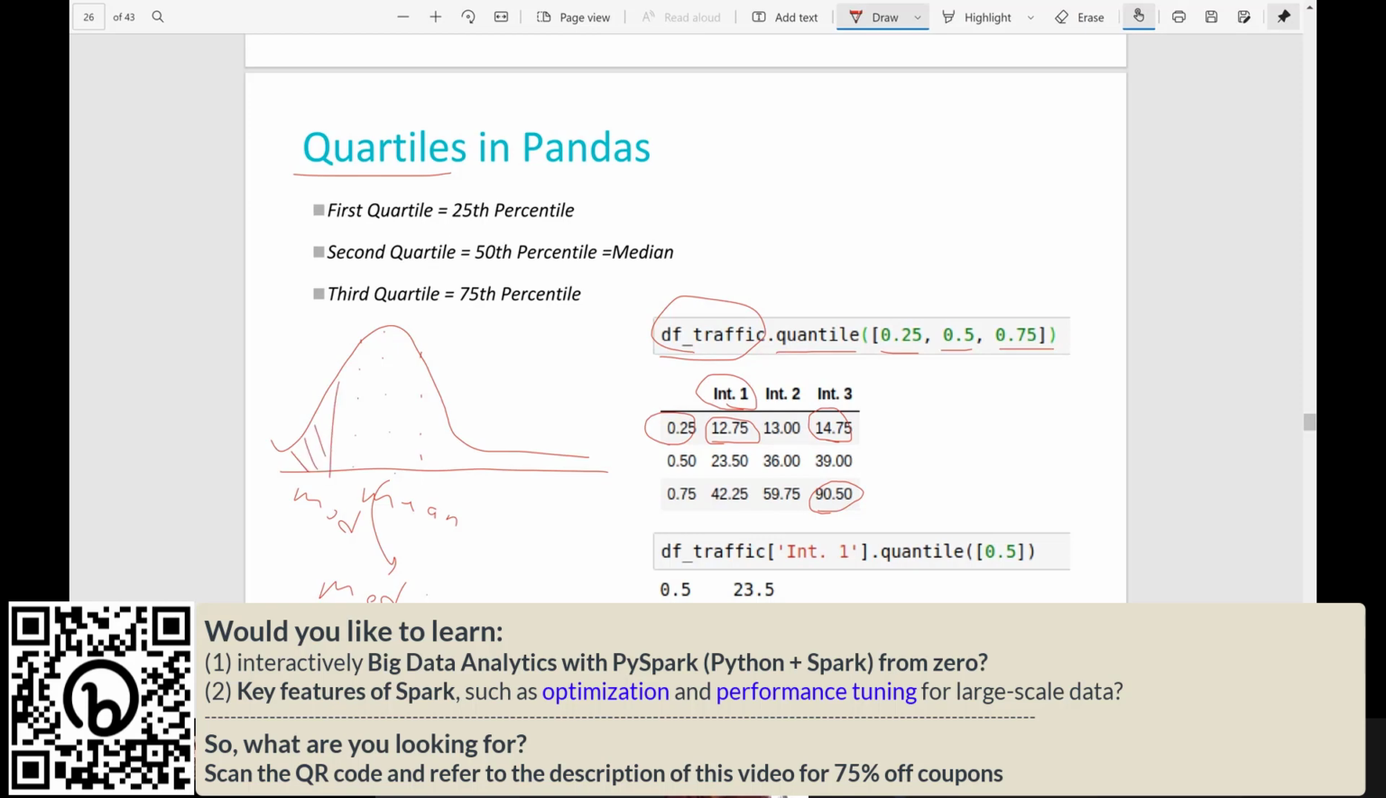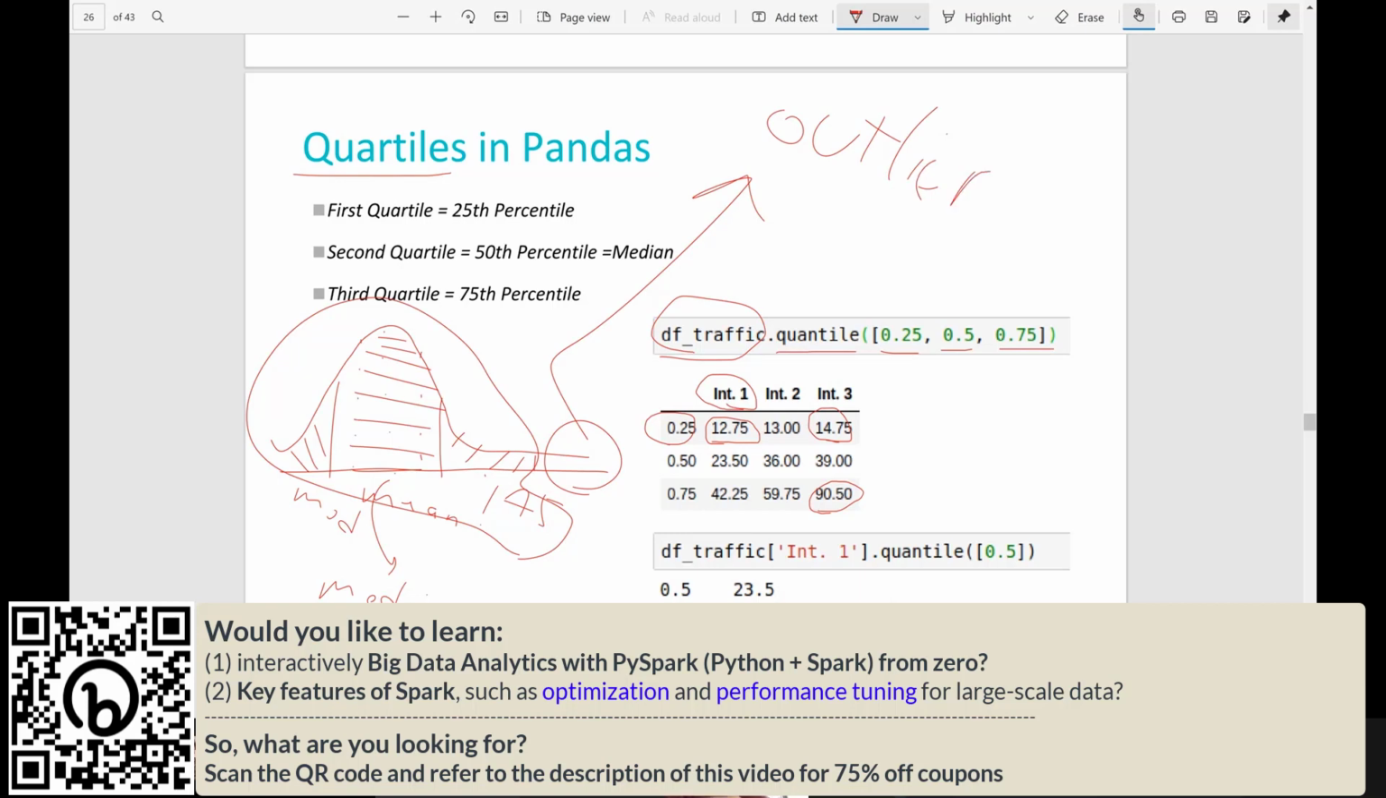And 50% are maximum 23, so these are 23 or less. And it says 75% are 42 and less. Maybe 42 is here, and here you can find 75%. So 75% are within this, and maybe here we can call it outlier. Any value greater than 42.25, you can consider an outlier because it's the last 25% of occurrences. Or maybe you can increase that: calculate the quantile of 90%, and then treat the last 10% of data as outliers.